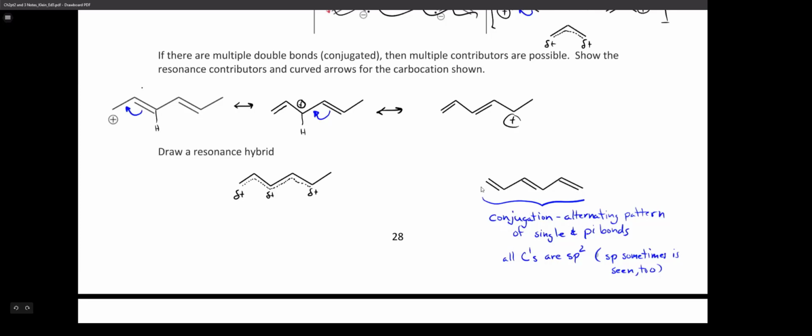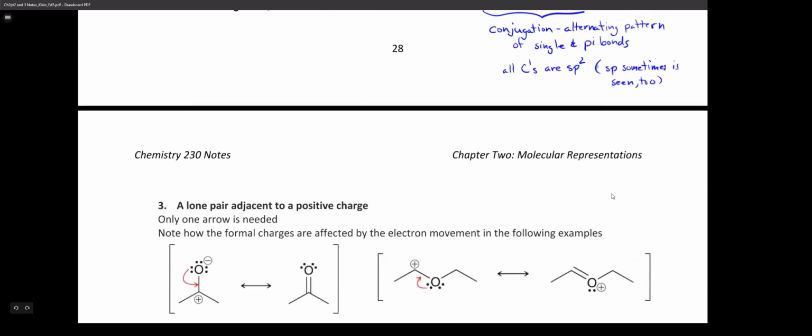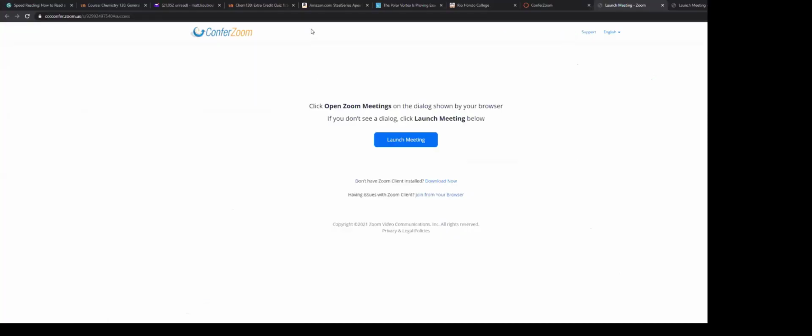Any alternating pattern of single bond, double bond, single bond, double bond, or single bond, double, single, triple. The key is that you have a single bond separating pi bonds. So that's an easy pattern to see, right? Double, single, double, single, double, single. You see that in a lot of chemicals. Let's look at a very common example. Here's a chemical you should know.